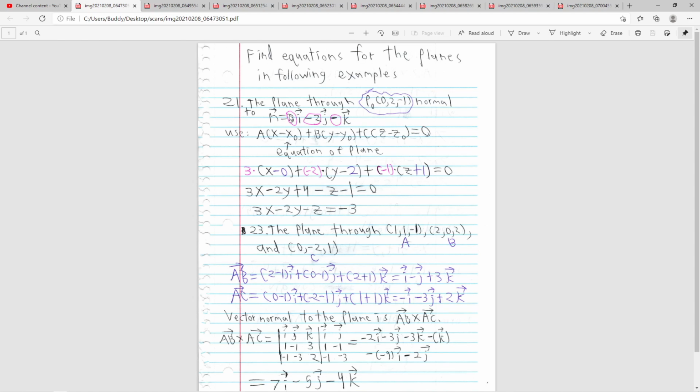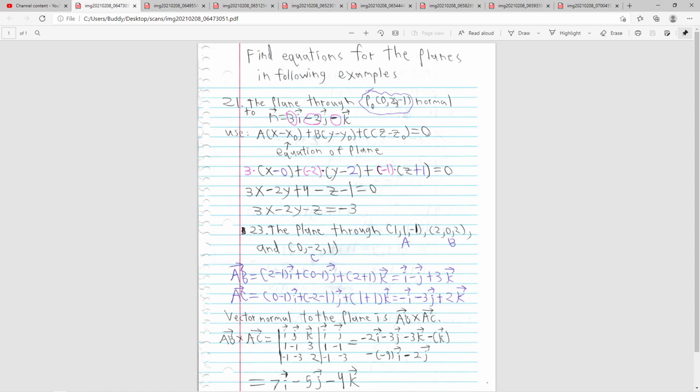So we use this equation of plane. A times x minus x0 plus b, y minus y0 plus c times z minus z0 equals 0. This is for when you have a vector normal to the plane. Basically, you have a plane going through a point and you have the normal vector to it. In this condition, it's an exact use of it. But yeah. So you just plug into this.